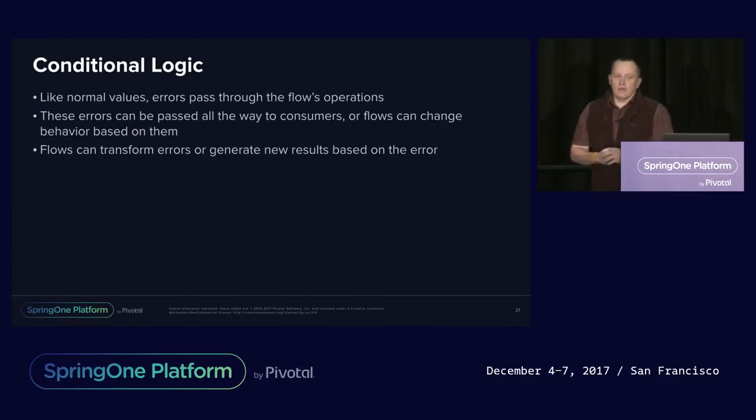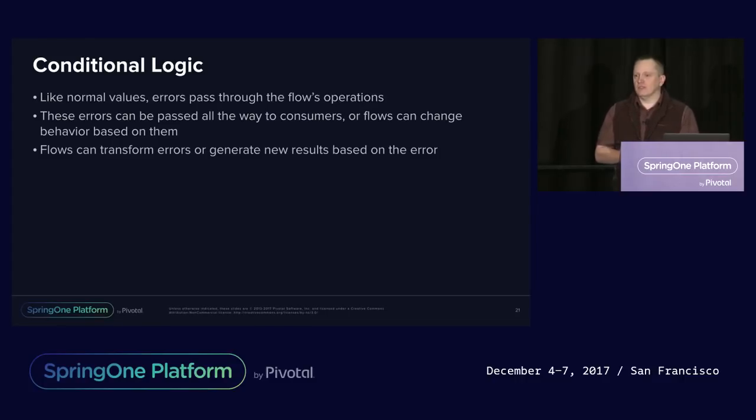So naturally, we want to do all the sorts of things that we do in imperative programming when we're doing our reactive programming. An obvious one there is conditional logic. One of the slight oddities or the new things for Reactor coming from the imperative world is that errors pass through. Errors are essentially a value, the same as a 0 or a string or whatever it might be. They are just things that get passed down the flow.